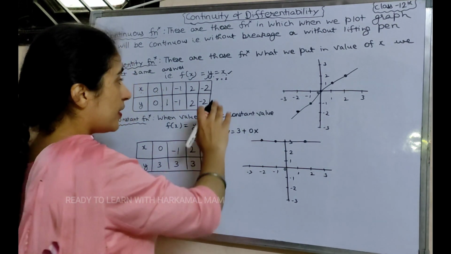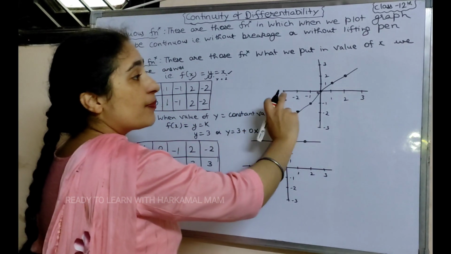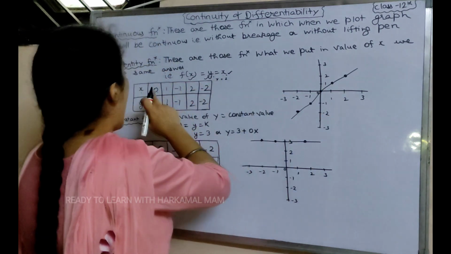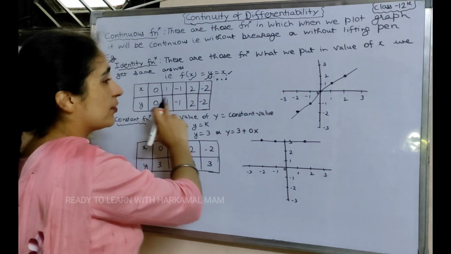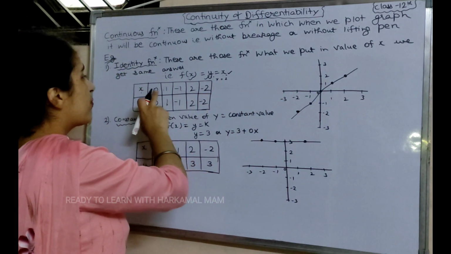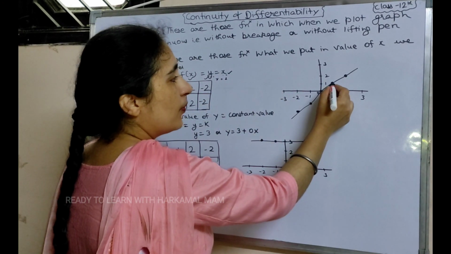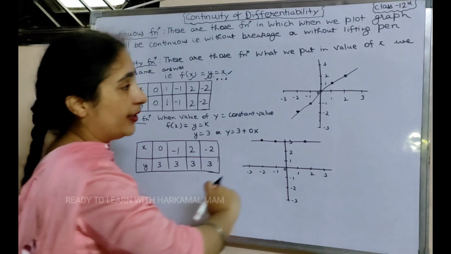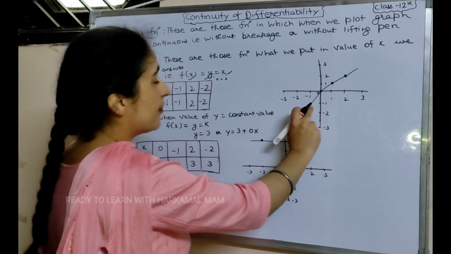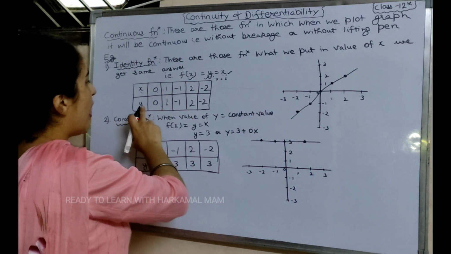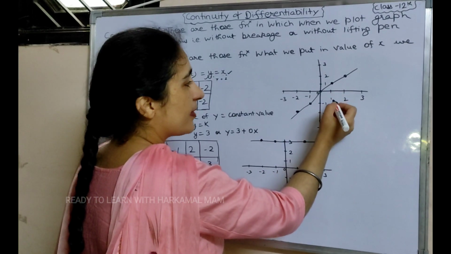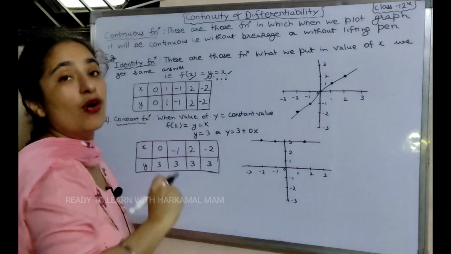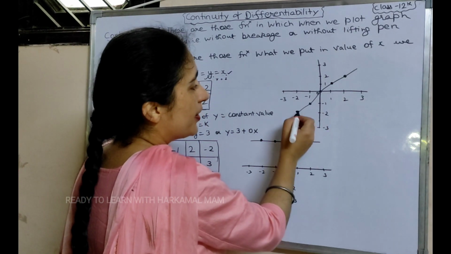So here, if we plot a graph, we take a value here: when x is 0, y is also 0. When x is 1, y is 1, here is the point. When x is minus 1, y is also minus 1, here is the point. When x is 2, y is 2, here is the point. When x is minus 2, y is also minus 2, here is the point.